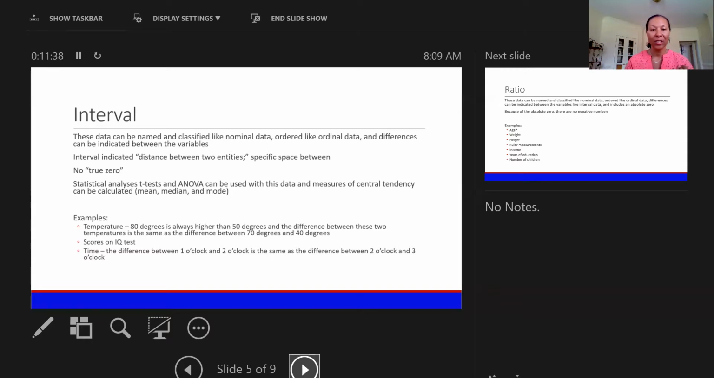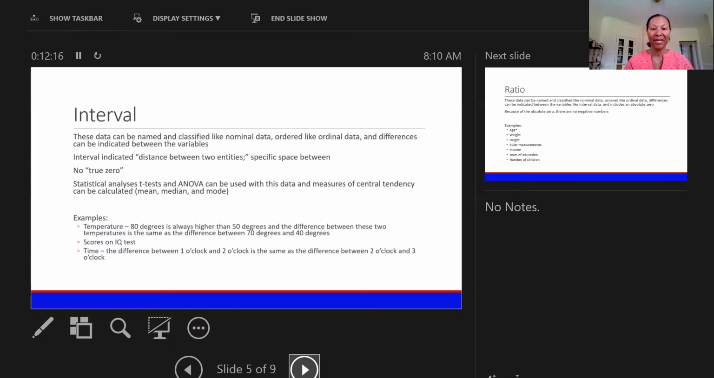It's the same thing as time. The difference between 1 o'clock and 2 o'clock is the same as the difference between 2 o'clock and 3 o'clock. So if we're looking at 1 o'clock and 2 o'clock, a minute is a minute is a minute. A minute is not going to be 60 seconds one time and 95 seconds the next time and 120 seconds the third time. A minute is always measured at 60 seconds. So again, because we know the specific space between each hour, this classifies as interval data. The same thing with temperature.